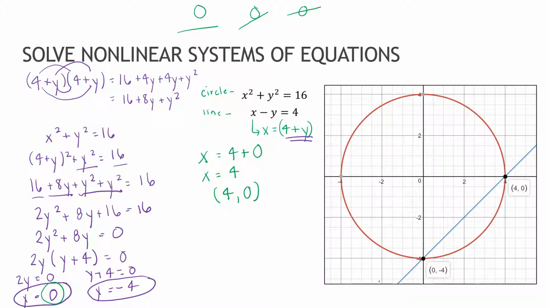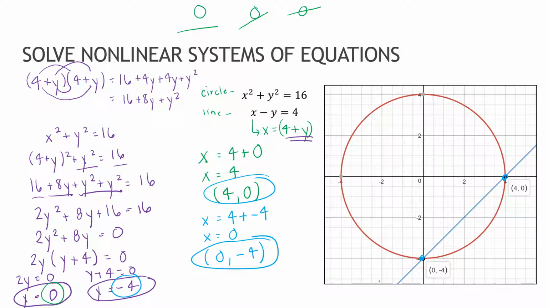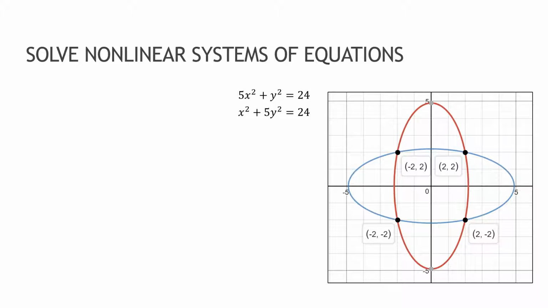Then let's do the other one. X equals 4 plus y, let's choose negative 4. So 4 plus negative 4 is 0. So when x is 0, y is negative 4. So those are my two solutions. And again, after I was done, then I would go ahead and graph them and see that those are in fact my two solutions. I wanted to throw in one example where we actually don't have a line.